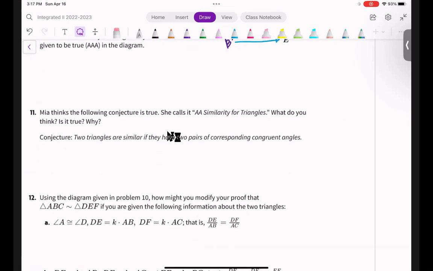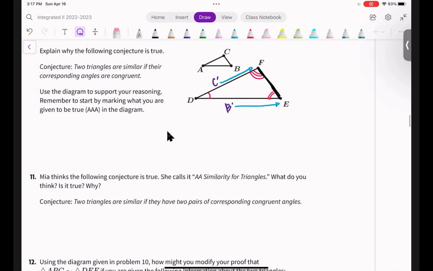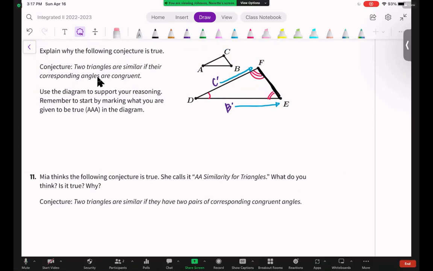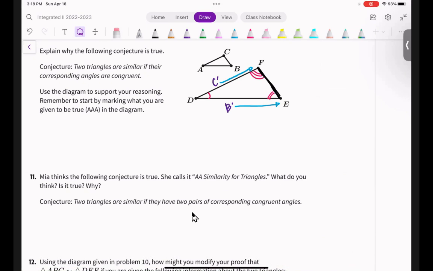Mia thinks the following conjecture is true. She calls it AA similarity for triangles. What do you think? Is it true? Two triangles are similar if two pairs of corresponding angles are congruent. So over here, we had all angles being congruent, and over here, we have two. Now, why would she do that? Why would she only use two of them? Why wouldn't she use the third one?